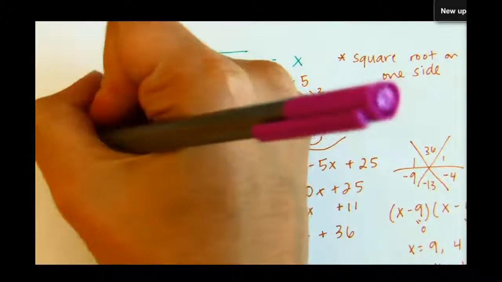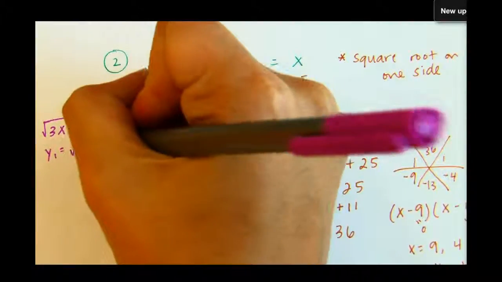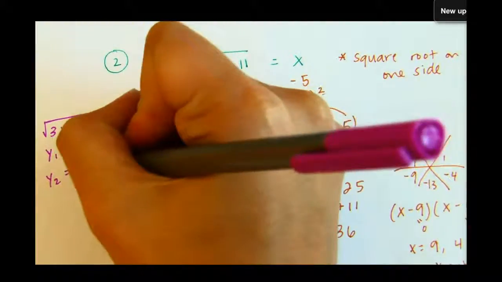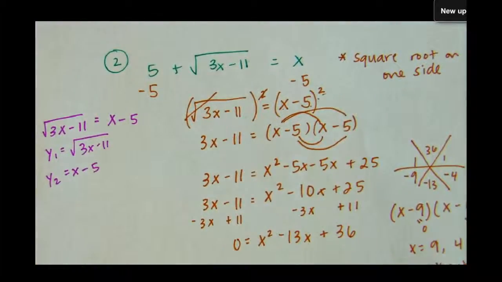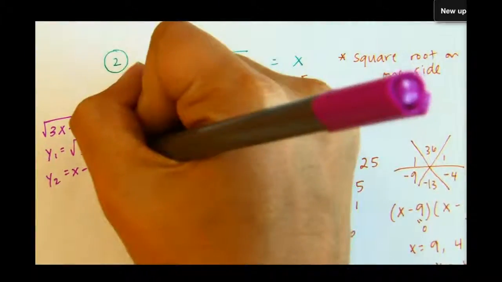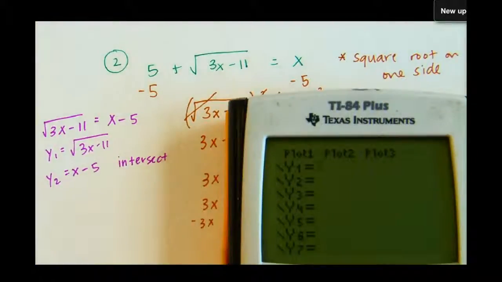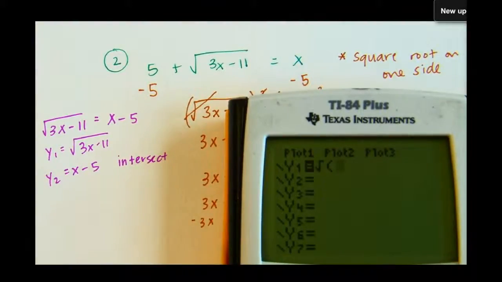So I'm going to set my y1 equal to the square root of 3x minus 11, and my y2 equal to x minus 5. So at this point, you either want Delta Math out or Desmos, whichever you prefer for this. In class, you'll be using the graphing calculator. And I'm going to see where these two lines intersect. So in my calculator, I'm going to type in the square root of 3x minus 11, and then x minus 5.